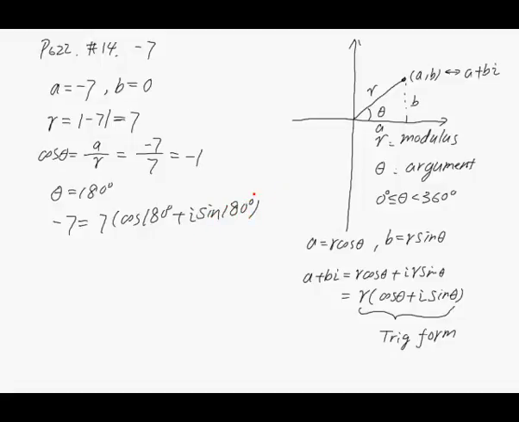Actually, when you simplify this, you see this sine of the 180 degrees is equal to 0, right? And the cosine of the 180 degrees is equal to negative 1. So negative 1 times 7, you still get negative 7. Then just go back to this original number. So this is a simple one.